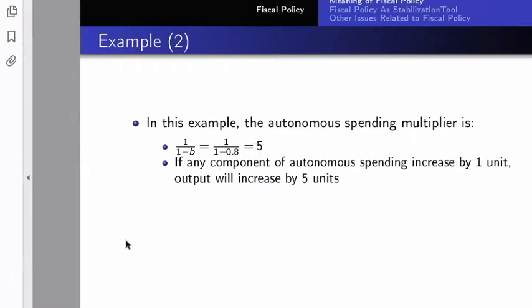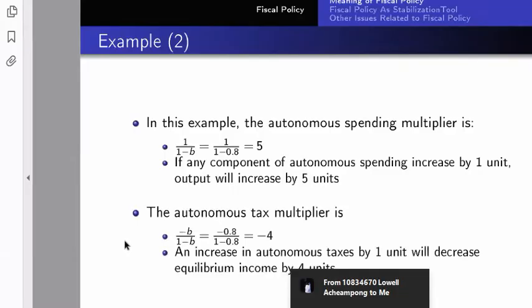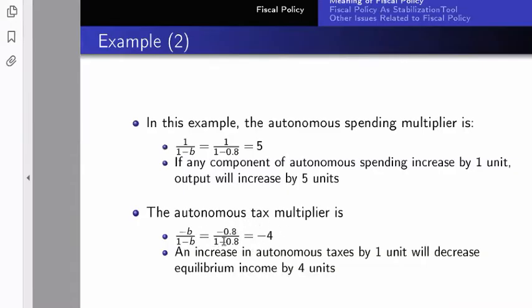It means that if any component of autonomous spending increases by 5 units, output will also increase by 5 units. And look at the autonomous tax multiplier. The autonomous tax multiplier is minus B over 1 minus B. If you solve it out, you should get minus 4.